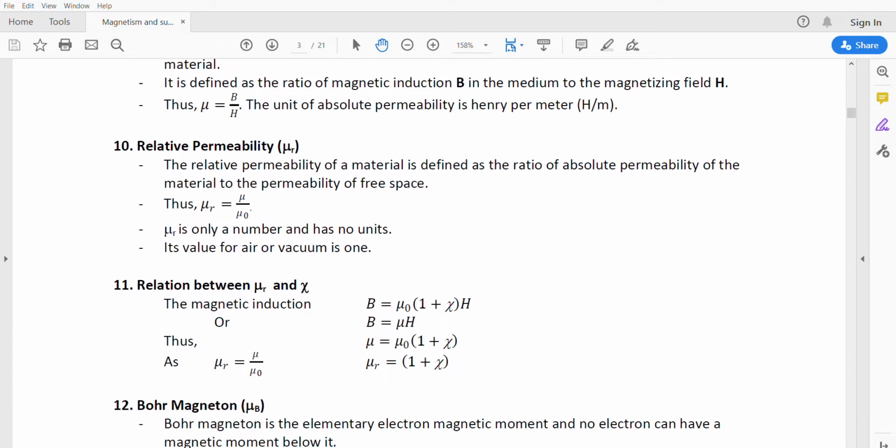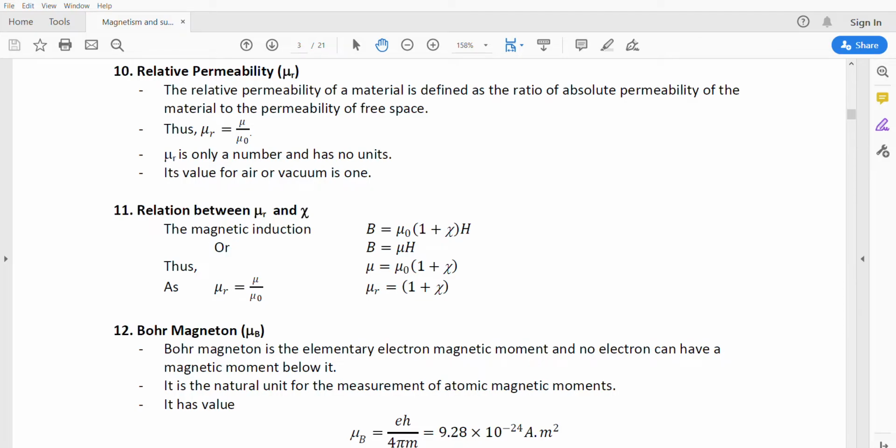Relative permeability is the ratio of the permeability of the medium to the permeability of free space. Mu r is only a number and has no units. Its value for air or vacuum is 1. Now, the relation between mu r and psi. Mu r is the relative permeability, the ratio of mu and mu naught.